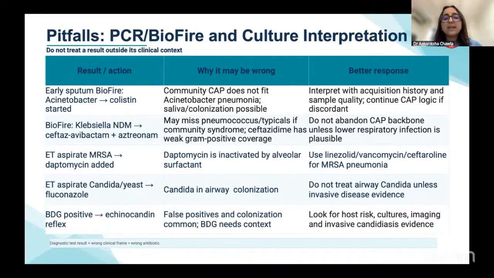Similarly, a Biofire Klebsiella NDM and the patient was put on ceftazidime-avibactam and aztreonam. Now, you may miss pneumococcus typicals in community syndrome, and ceftazidime has a weak gram-positive coverage. So do not just look at the report, pick up an antibiotic and start it in your patient. Then an ET aspirate shows MRSA, and daptomycin was added. I just told you daptomycin is inactivated by the alveolar surfactant. It is not a good drug for your lungs. Then ET aspirate shows Candida. Candida is usually an airway colonizer, and you should not be treating it with fluconazole.